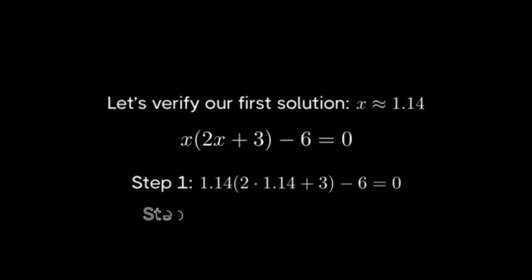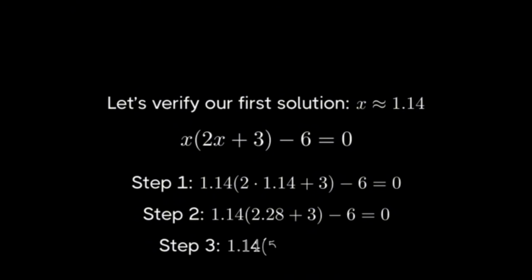For our first step, we substitute 1.14 for every x in the equation. Now let's calculate what's inside the parentheses. We need to multiply 2 by 1.14, which gives us 2.28. For our second step, we simplify inside the parentheses by adding 2.28 and 3. This gives us 5.28.